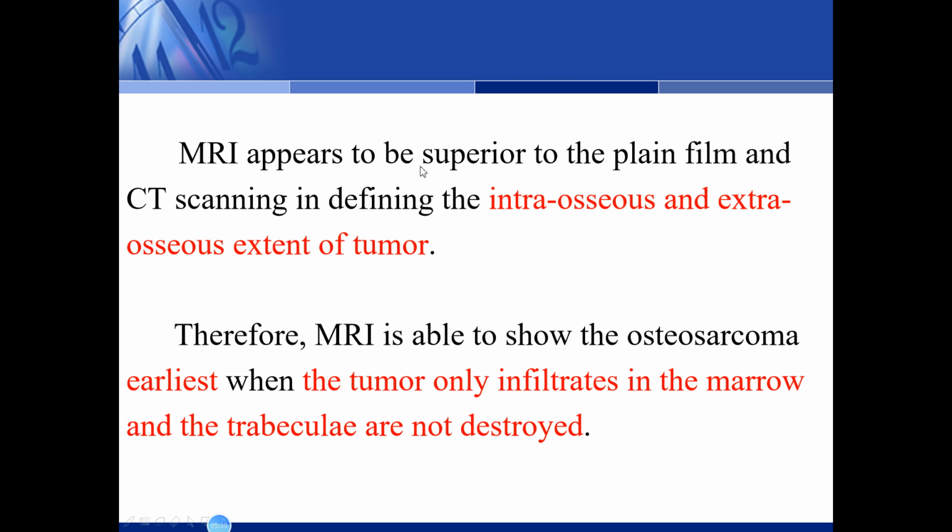MRI appears to be superior to the plain film and CT scanning in defining the intraosseous and extraosseous extent of tumor. Therefore, MRI is able to show the osteosarcoma earliest, when the tumor only infiltrates in the marrow and the trabeculae are not destroyed. The MRI could find the lesions earlier than the CT.